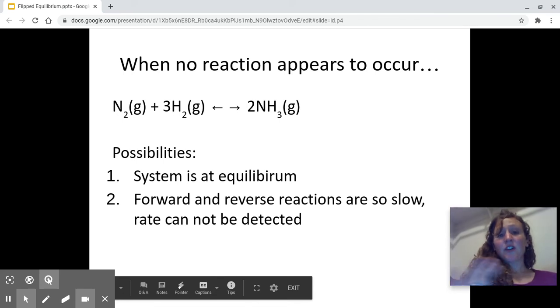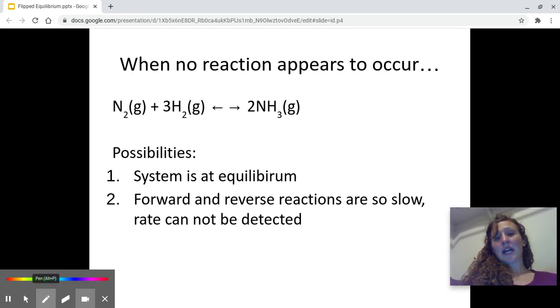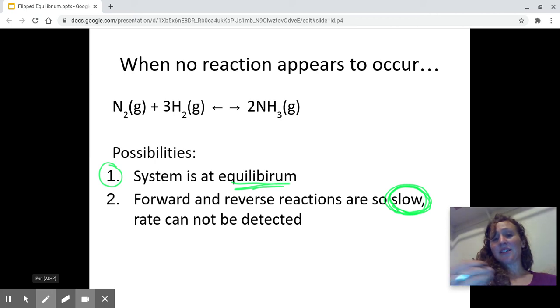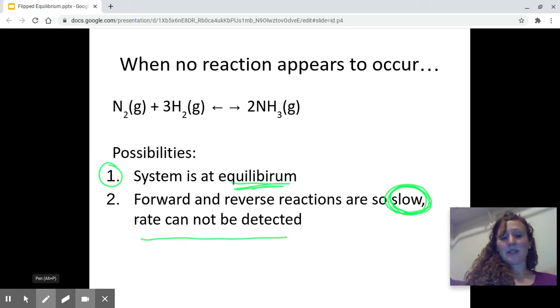If you're observing a reaction and no reaction appears to occur, there are a couple different possibilities. First of all, your system could be at equilibrium. No forward, no reverse reaction appearing. There's no net gain in any direction. That is one possibility. The other possibility is that your rate is very slow. If the reaction is so slow that the rate can't be detected, you may not be at equilibrium.